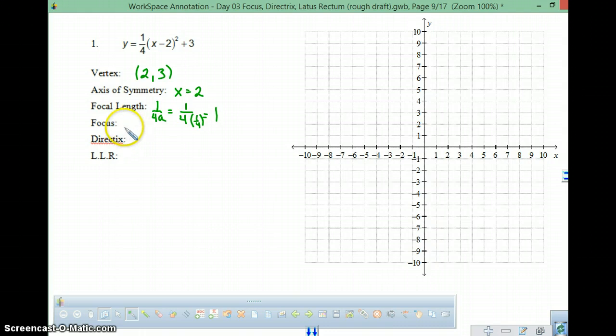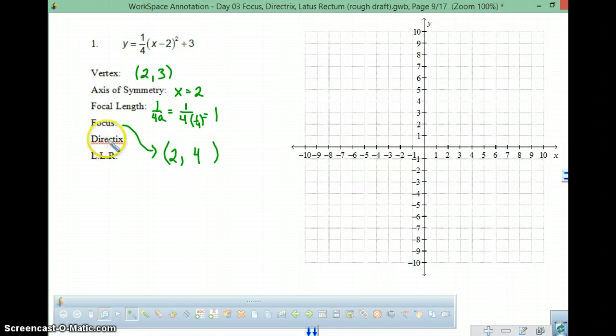So now it gets a little tricky. We want to find the focus, the coordinates of that focus. Well, the x-coordinate of the focus is going to be the same as that of the vertex. So that's just going to be 2. The y-coordinate of the focus is going to be this value plus the focal length. That's going to be 4.